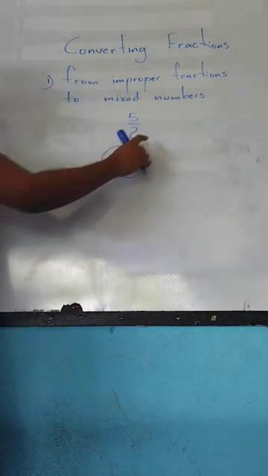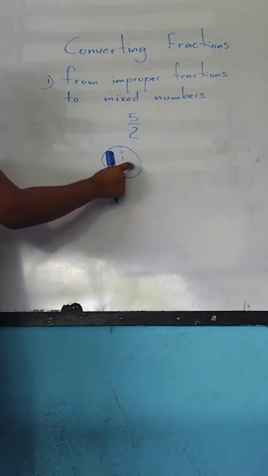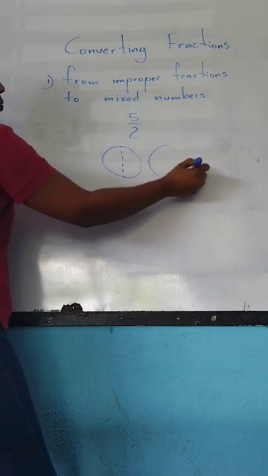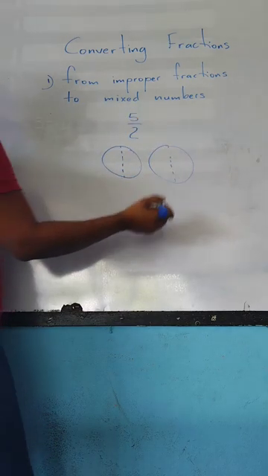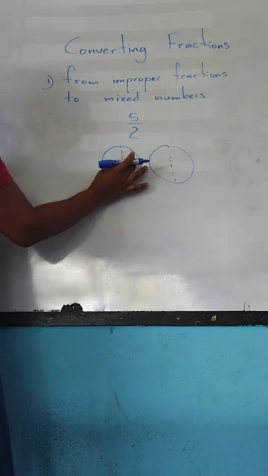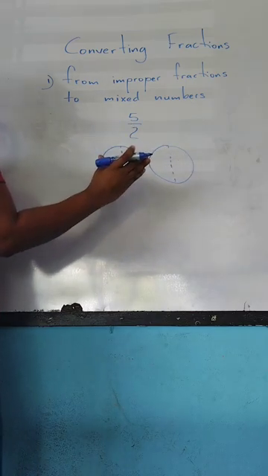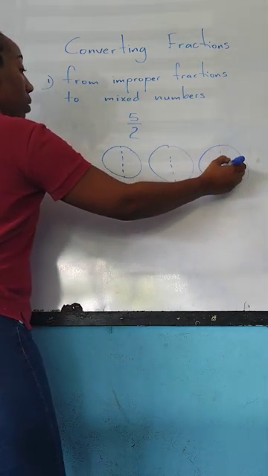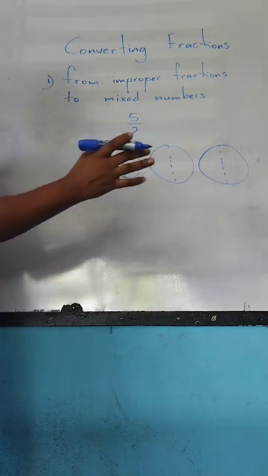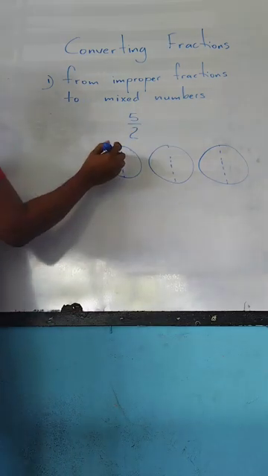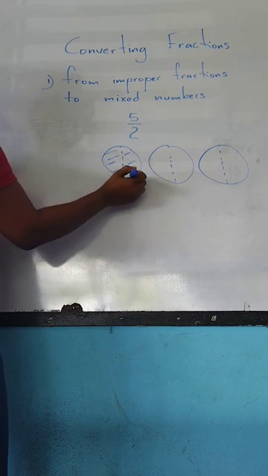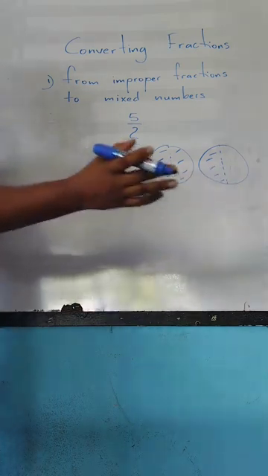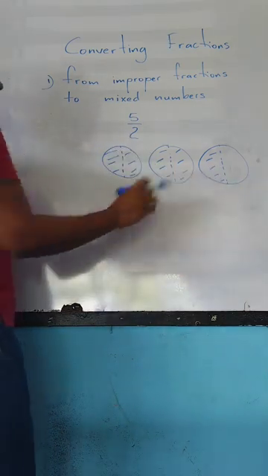So if I have 5 halves, I drew 1 whole, and I got 2 halves from it. I need to actually represent 5 halves, so I need another whole, and I'm going to divide that into 2 equal pieces again. Now I know I have 2 halves from here, 2 halves from there. That's 4 halves, I need another one. I'm going to draw another whole, divide this into 2 equal pieces, and shade what represents 5 halves. So this is 1, 2, 3, 4, 5. 5 halves is what is being represented here.